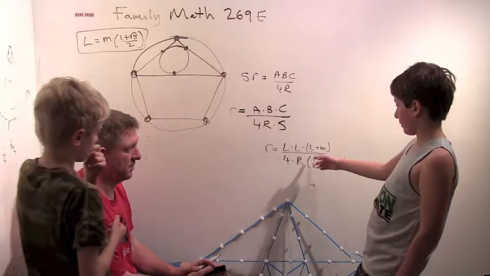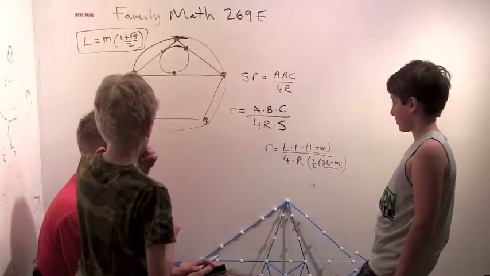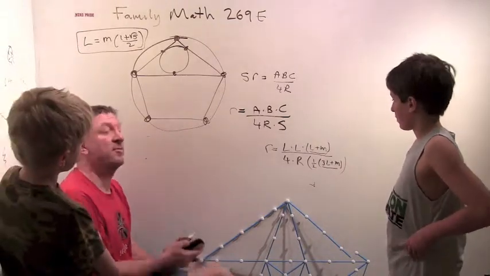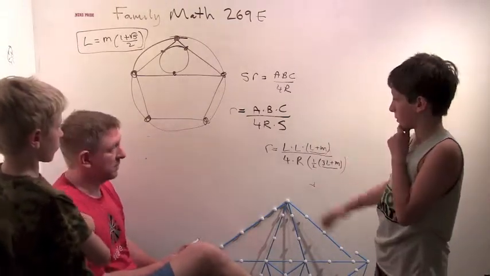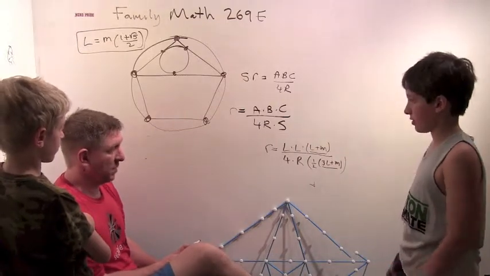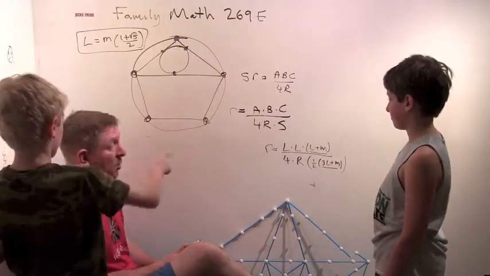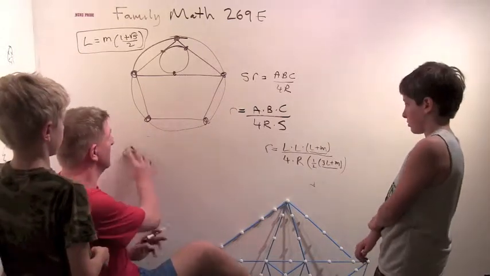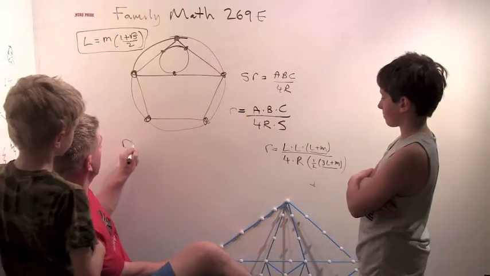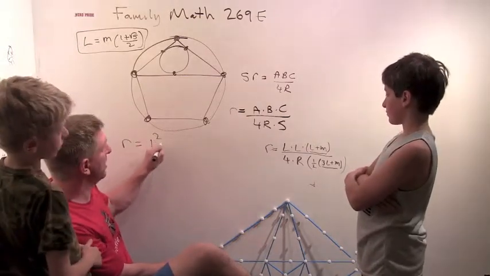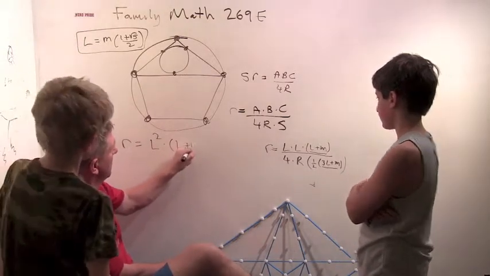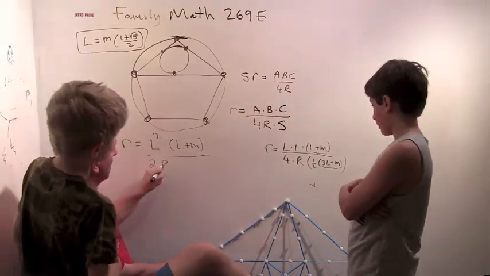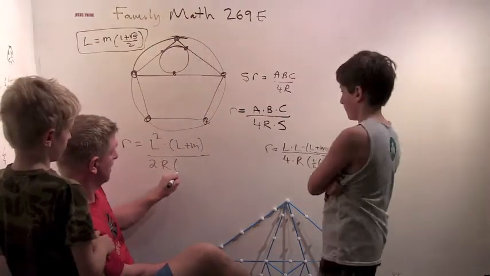Well, what if we multiplied this 1/2 through? What would be a good thing to multiply that 1/2 by? If we multiply it by 2, we just get rid of it. Well, we don't have any 2s around. Well, we have 4. What happens to that 4? 4 times 1/2 turns it into a 2. Ah, so this expression simplifies to: radius is L squared times (L plus M) over 2R times (3L plus M).